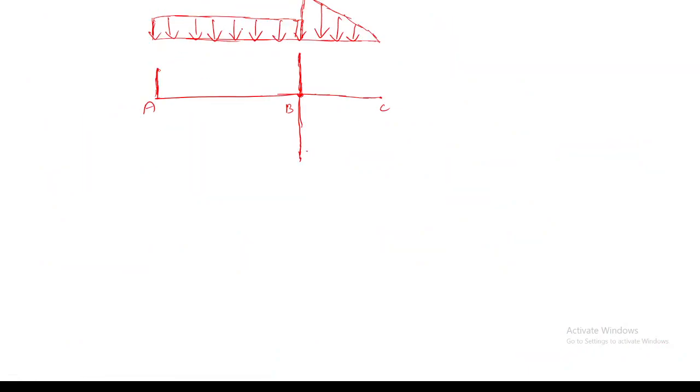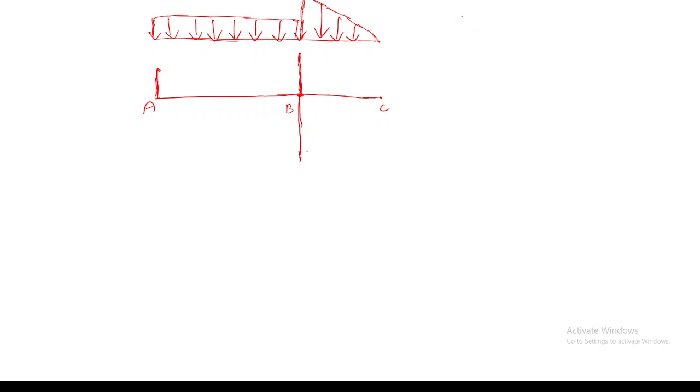So what will be the variation here? Since you have a uniformly distributed load, you will have the variation like this. And then again from here to here, before going to this variation, I will say one concept, and then I will go to this variation.